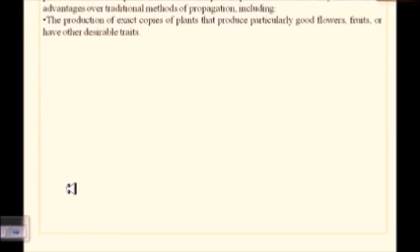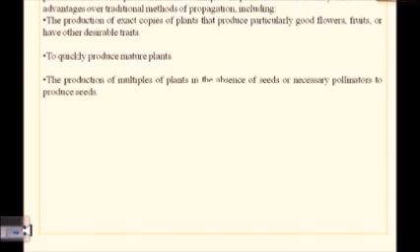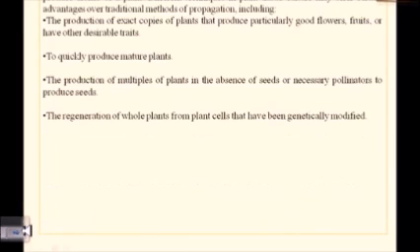The production of an exact copy of a plant that produces particularly good flowers, fruits, and has other desirable traits. So these are the different advantages of tissue culture mainly. Now we can quickly reproduce a plant. We can quickly produce a mature plant, and then reproduction is made easy for that purpose. Okay. The production of multiples of plants is very easy with this process.